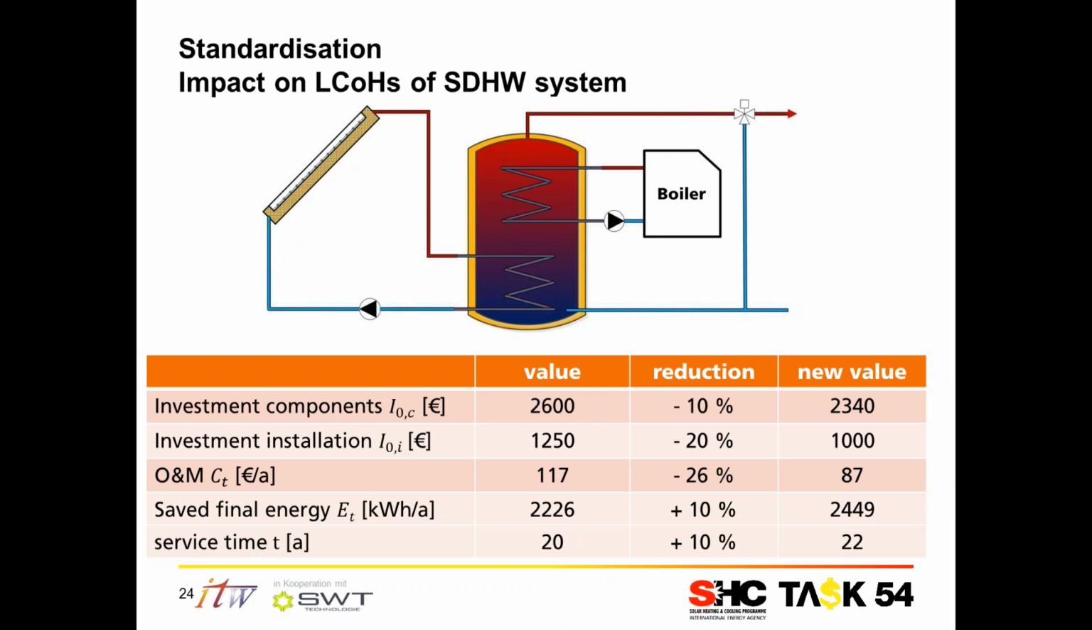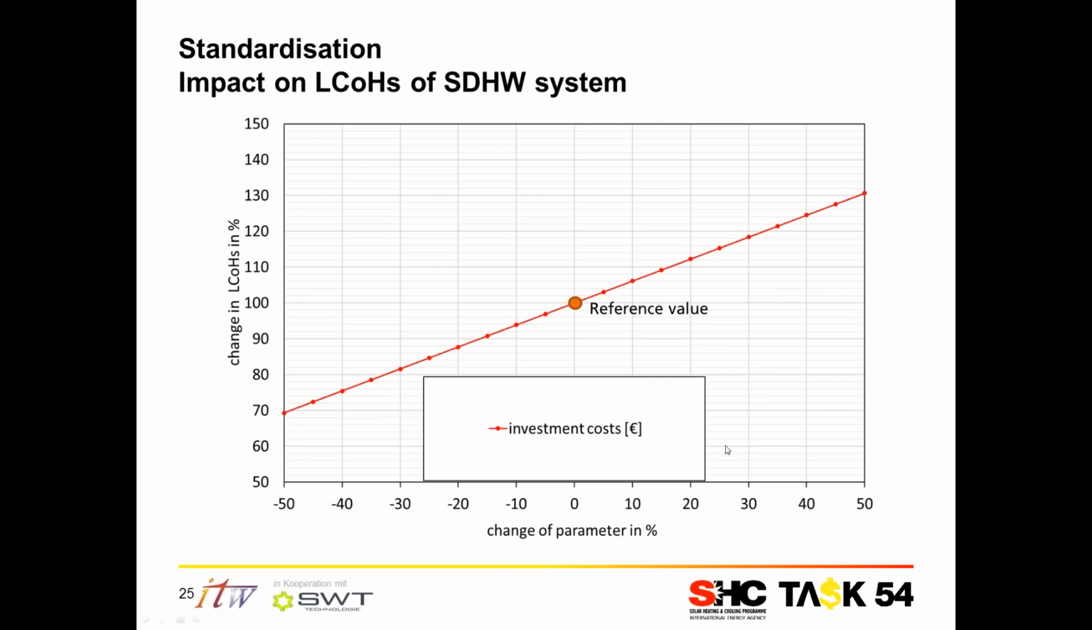The operation and maintenance costs can be reduced by 26%, which is basically 30% of the maintenance costs. The operation costs are in this example kept the same. Then if we account for 10% more saved final energy and also an increase of 10% service time, which is just 2 years, we come to the following figures, which I will show in the following slides. In this slide, we have the reference value, which is 100% of the levelized cost of heat. And all parameters are the way Johan presented just before.